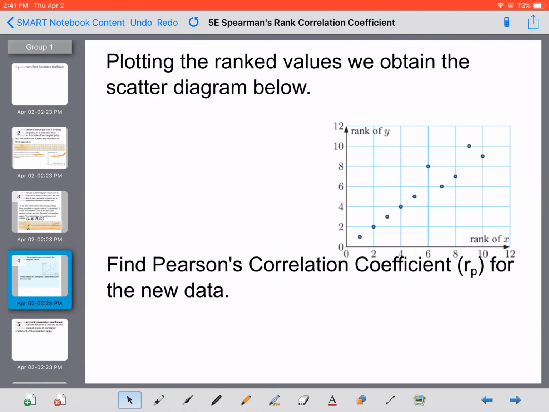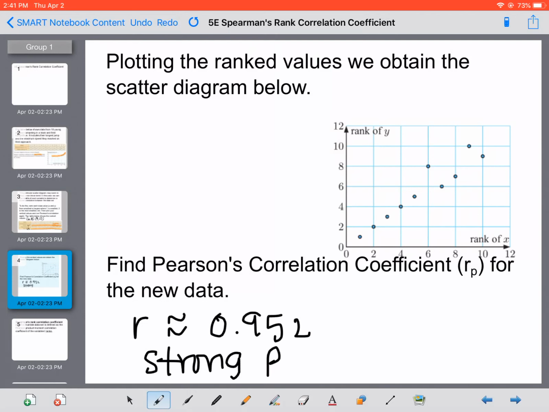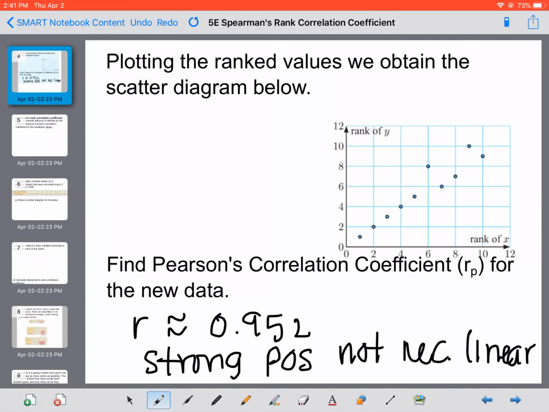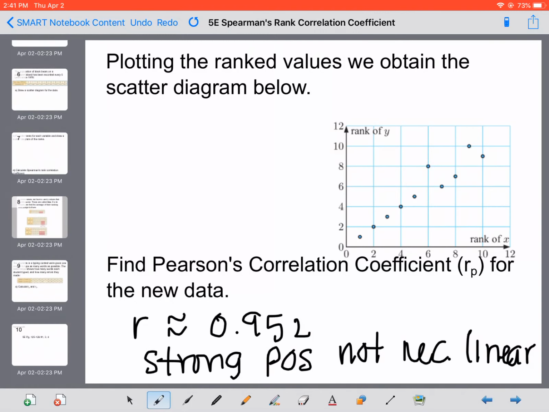So when we run this, we will find that our R value is about 0.952, which is actually a strong positive correlation. But what we have to remember is that it is a strong positive, but it's not necessarily linear. That's the big key there with Spearman's rank. By doing Spearman's rank, it's giving us a little bit more accurate correlation, but we have to remember that that's not necessarily linear.